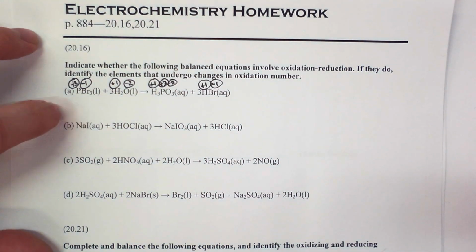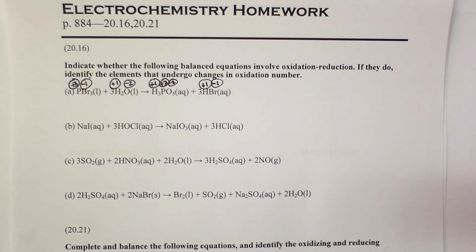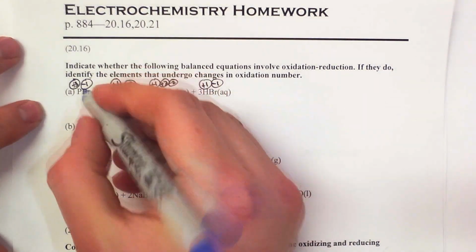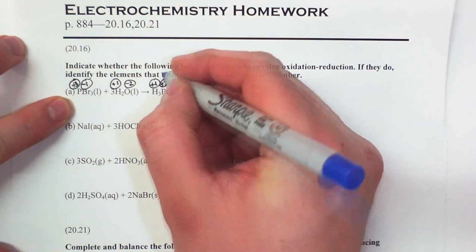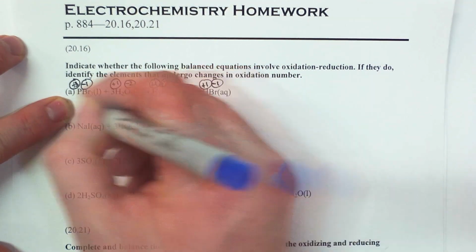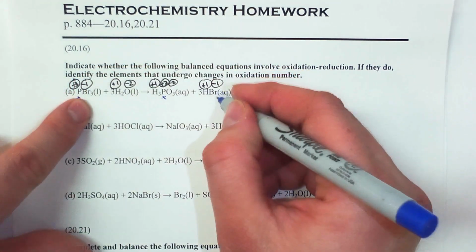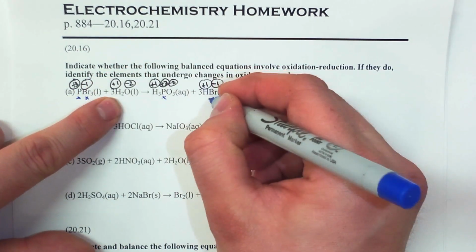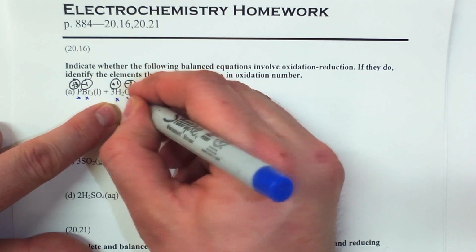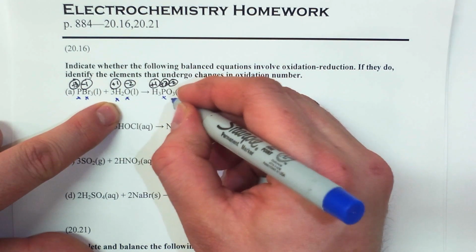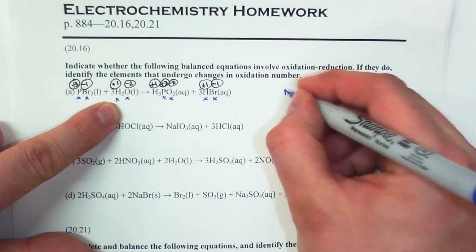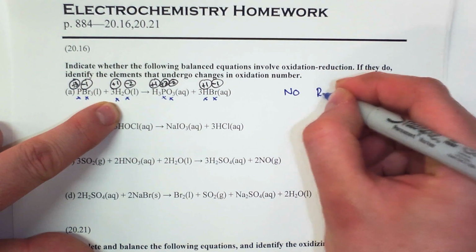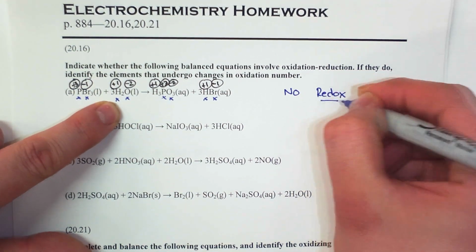So there's our oxidation numbers, sorry. So phosphorus goes from +3 to +3. So phosphorus does nothing. Bromine's -1 and -1. It does nothing. Hydrogen's +1 to +1. It does nothing. Oxygen is -2 to -2. Nothing happens. Or at least no redox happens.